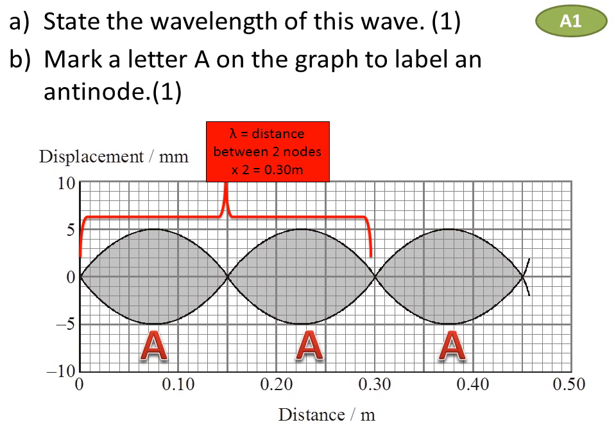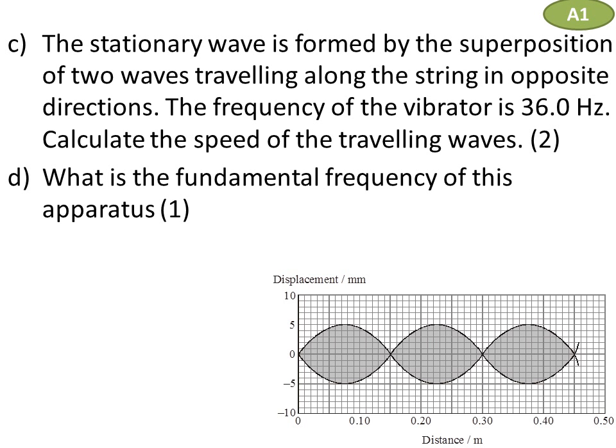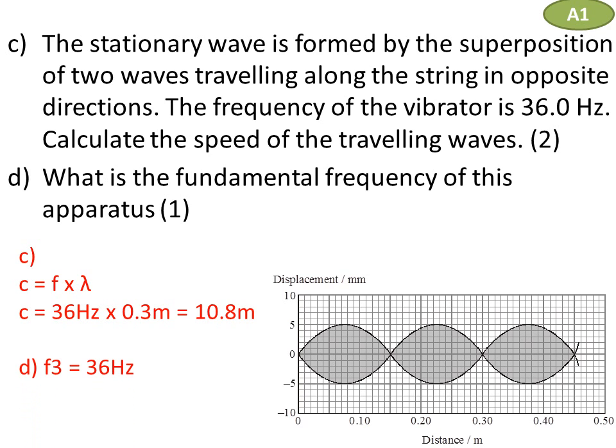You can mark for that. And any of these points here are antinodes. So there's our first two marks. Right, the next one, we've got to figure out the frequency. So you get 1 mark for using the wave equation, C equals F lambda or V equals F lambda, whichever one you want to use, and you end up with 10.8 meters.